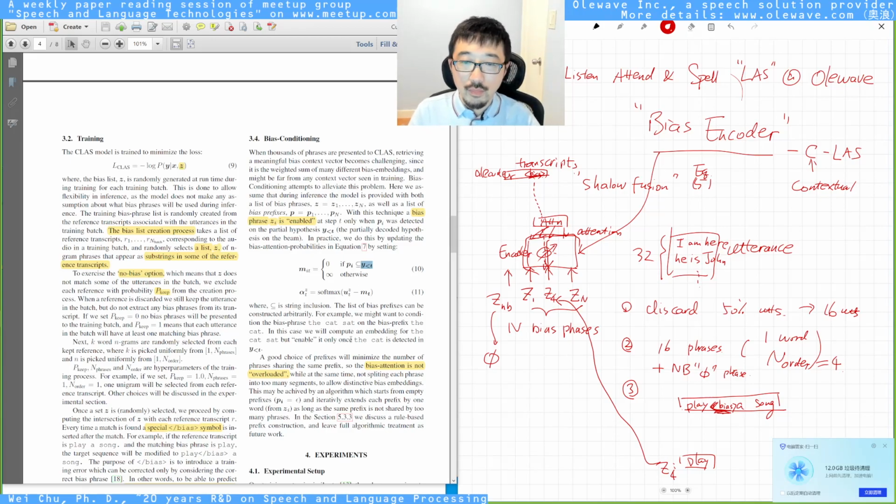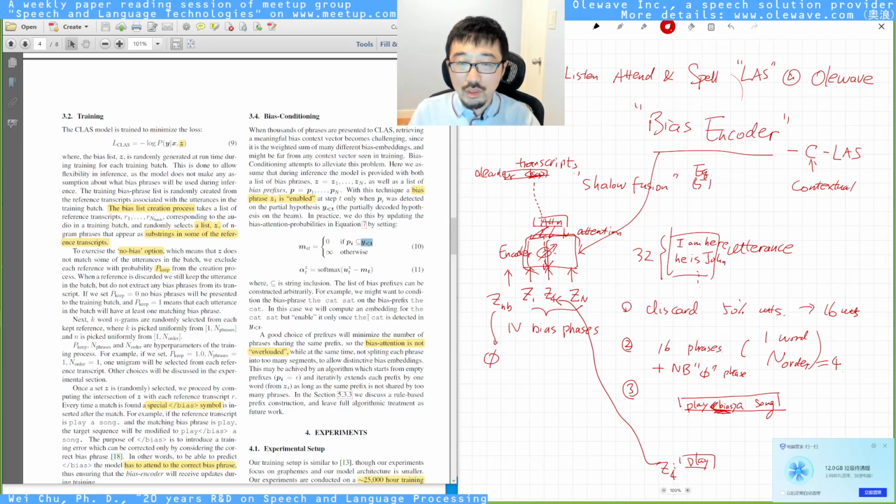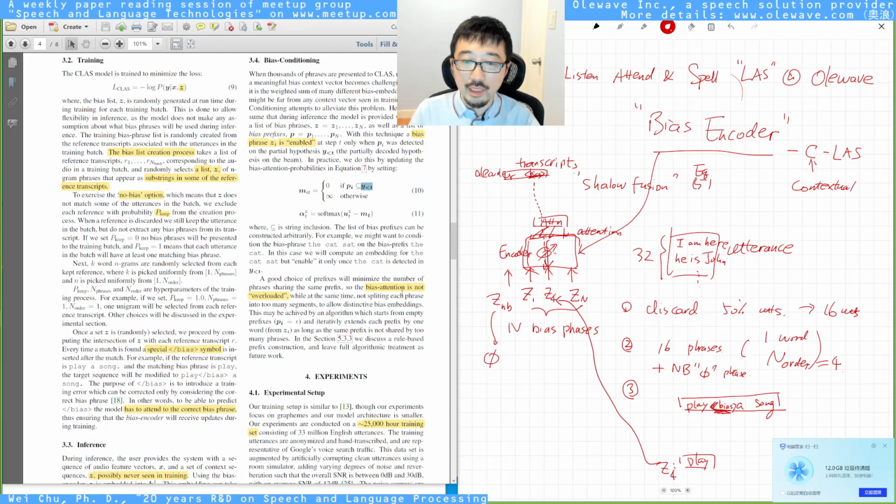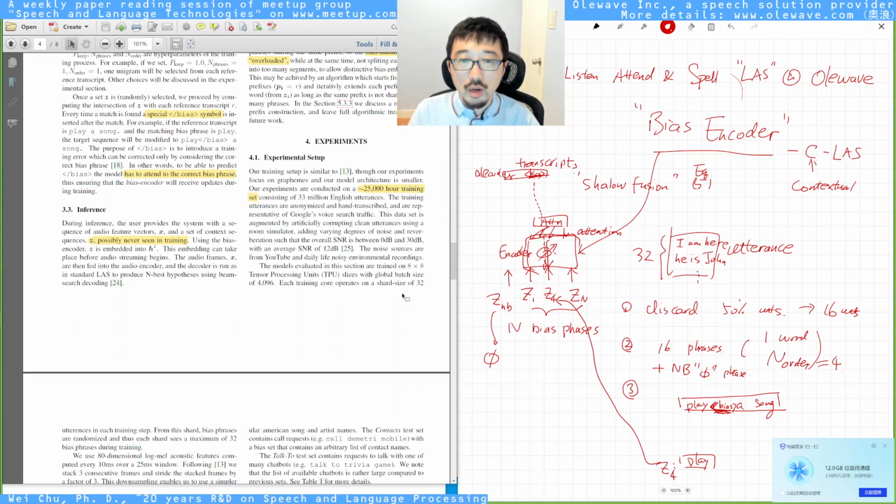Okay. Why do they do this? We will see that in the experimental section. They explained it. This is their experiment. They did it on a fairly large English training set.